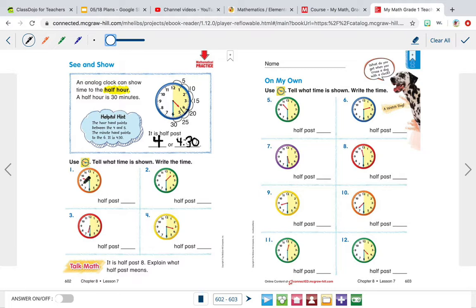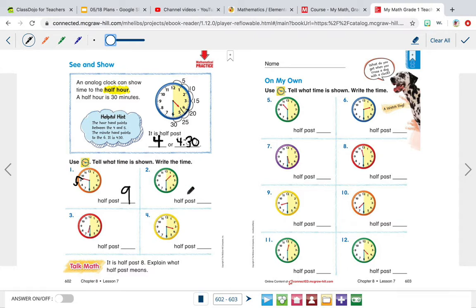Now let's look at this one. It's past what? So we know it's half because it's at the 6, so that means the hour is halfway done. But what number is this? So it's right in the middle between 9 and 10. You always go back. So we went back, and it is at 9, 9:30.